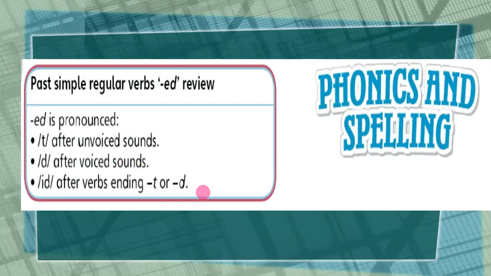In your Pupils Book, page 94, past simple regular verbs ED review, we have the three sounds that we've just discussed. ED is pronounced T after the unvoiced sounds, the sounds where there's no vibration in the vocal cords. The D is pronounced after the voiced sound, the sound that has vibration when you pronounce it. And the id sound is pronounced after verbs that end with T or D.